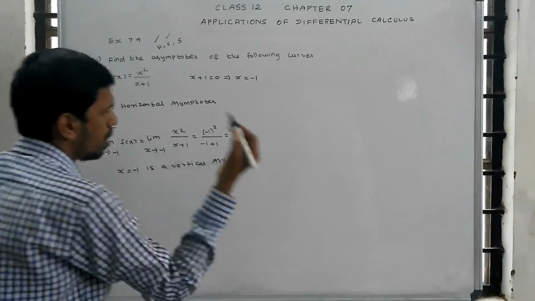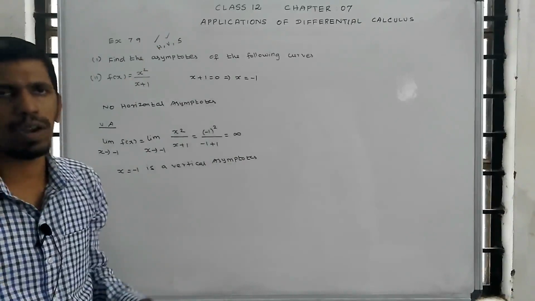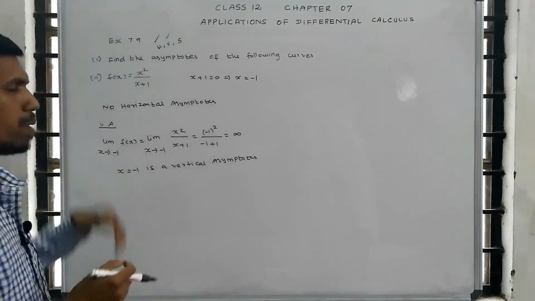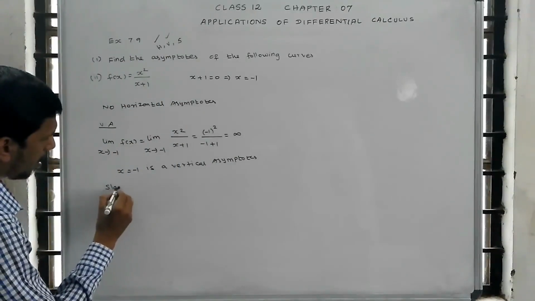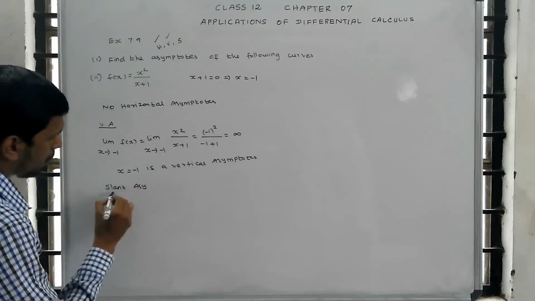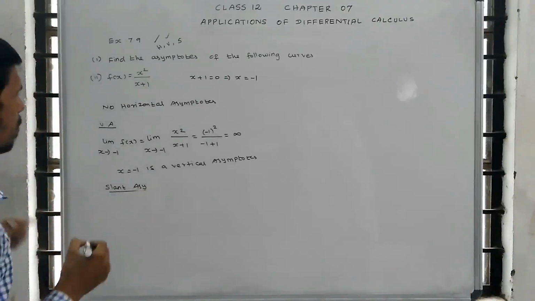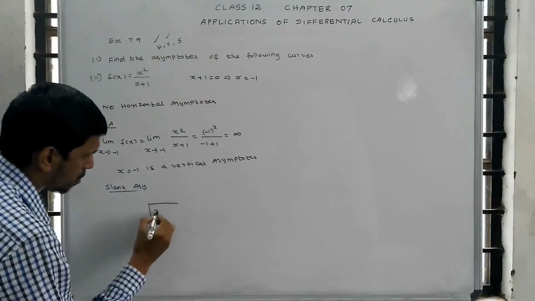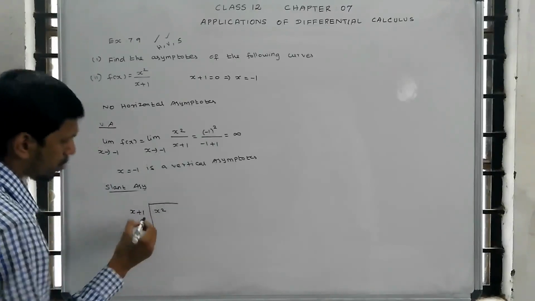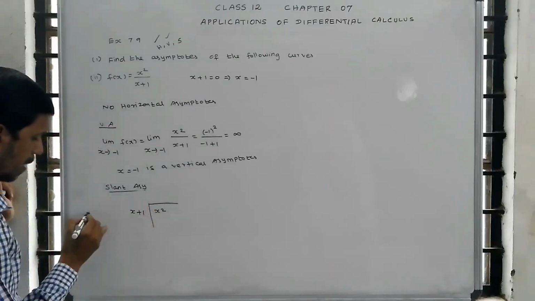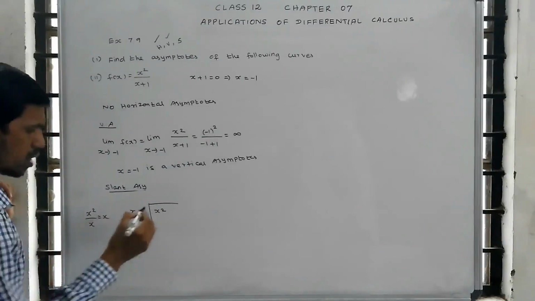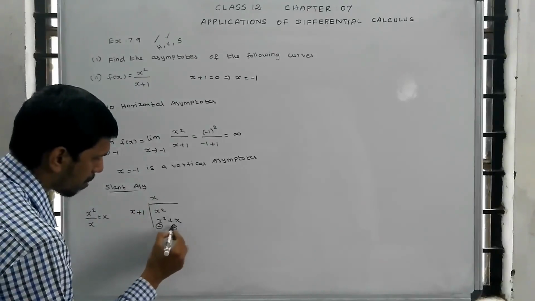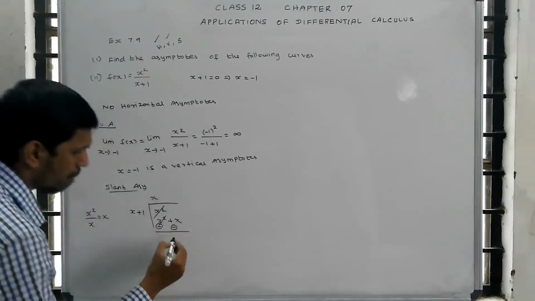Vertical asymptote calculated. Now the slant asymptote, since the degree of the numerator is one more than the degree of the denominator. We divide using long division: x squared divided by x plus 1. Divide the first term: x squared divided by x gives x. Multiply x by x plus 1 to get x squared plus x. Subtract: x squared cancels, leaving minus x.